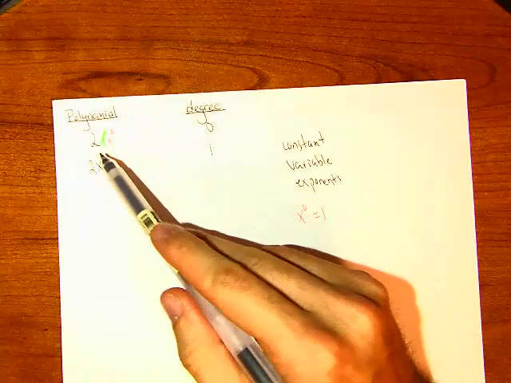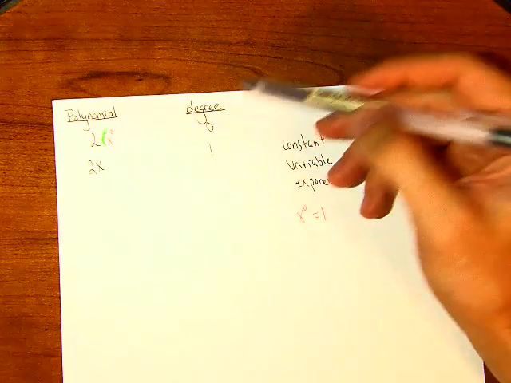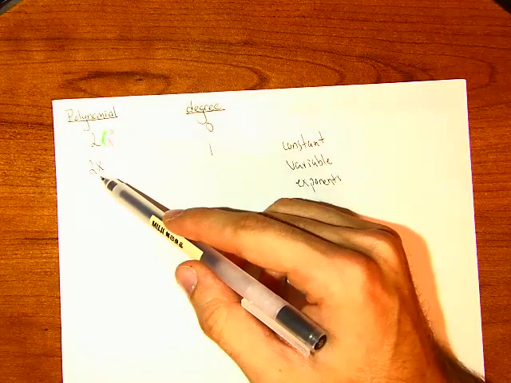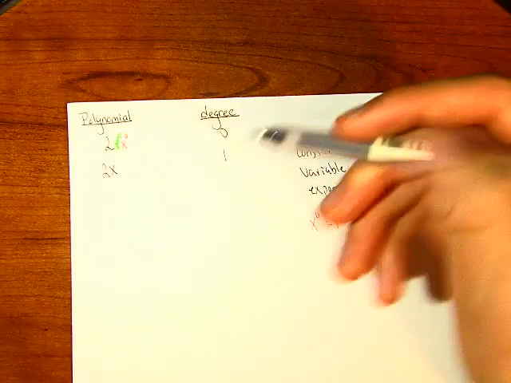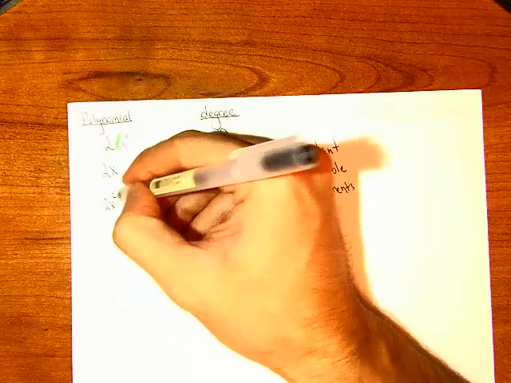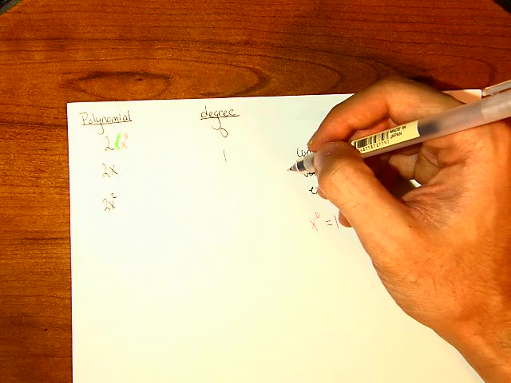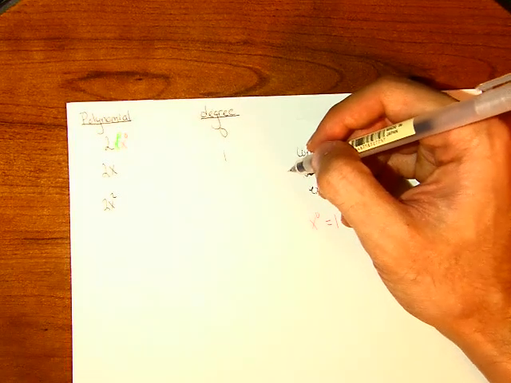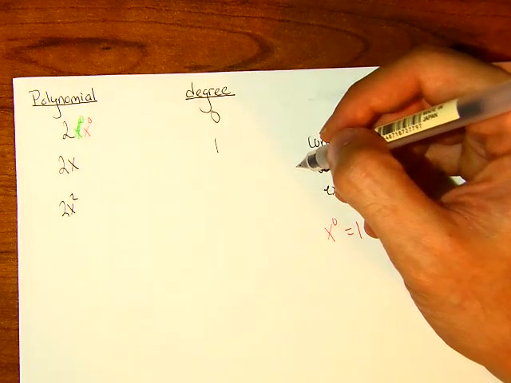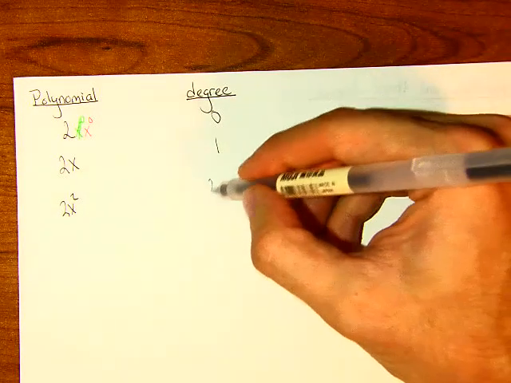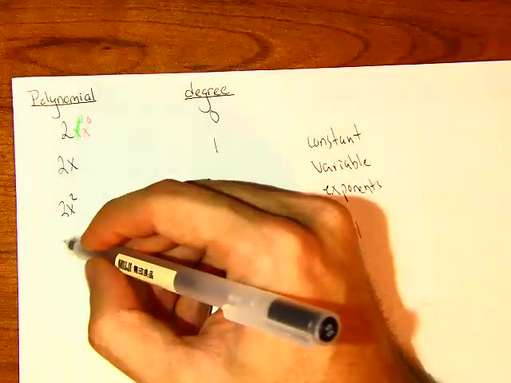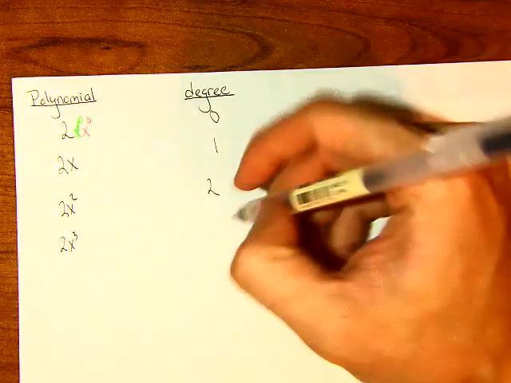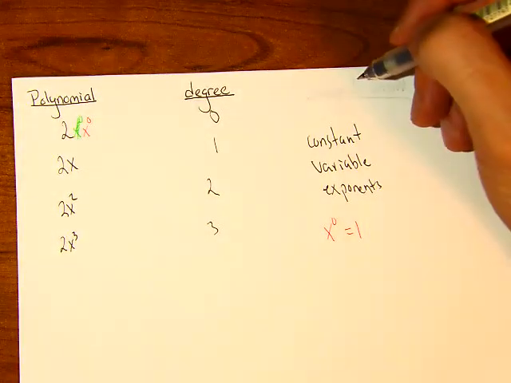So you have 2, that's a polynomial, and its degree is 0. You have 2x, and you look at the exponent, there's a 1 over here, and that degree is 1. Let's look at 2x squared. What is the degree of this? Let me zoom in a little bit. This is degree 2, because you're looking at that exponent over there. Let's say you have 2x cubed, our degree is 3, and we can just keep going on, right?